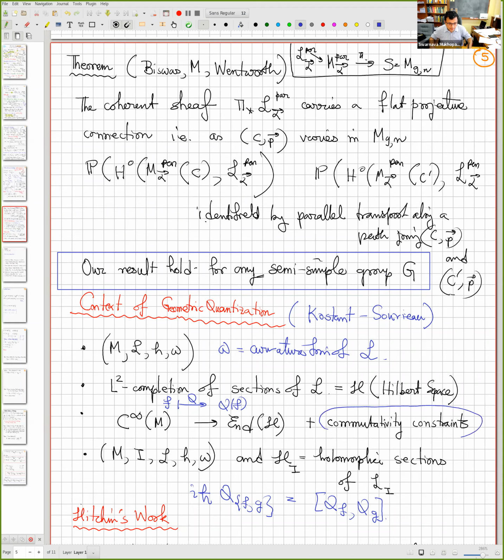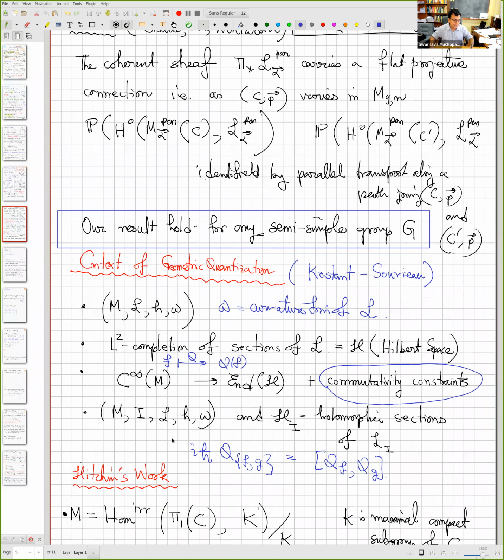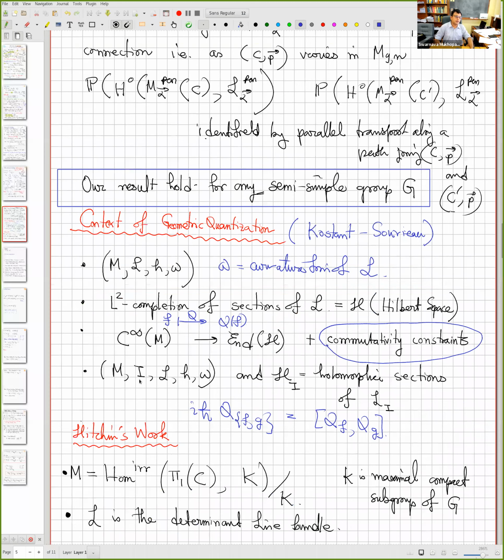Now Kostant and Souriau say that whatever data we have is not good enough. We need more data, and the extra data is an almost complex structure on the manifold, I. So I is an almost complex structure.